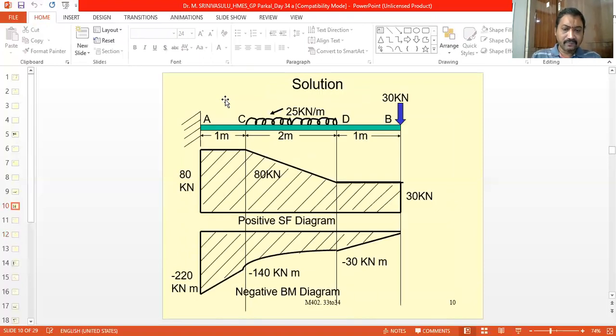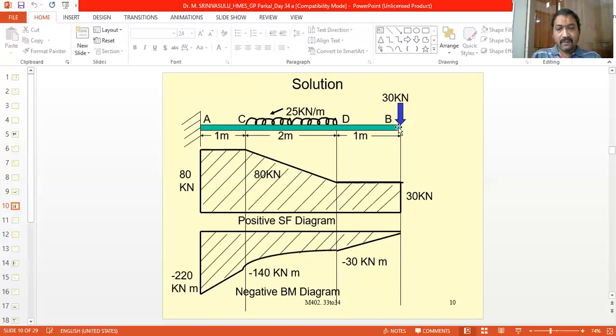So now coming to the bending moment diagram. Here all are negative. So this is the 0 we have taken, and at point B the bending moment is equal to 0, at point D the bending moment is equal to minus 30, at point C the bending moment is equal to minus 140, and at point A the bending moment is equal to minus 220 kilonewton meters. Now, we got the points, but how to join them is very important.